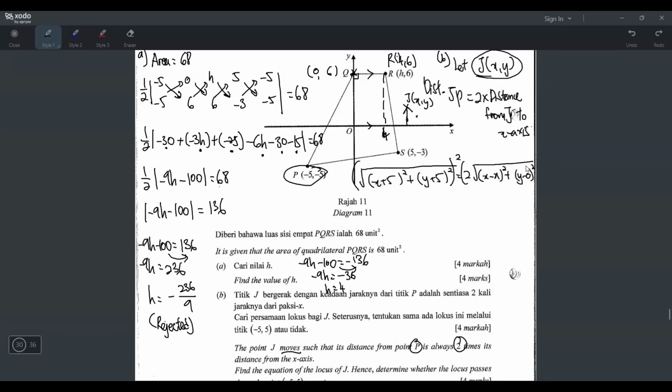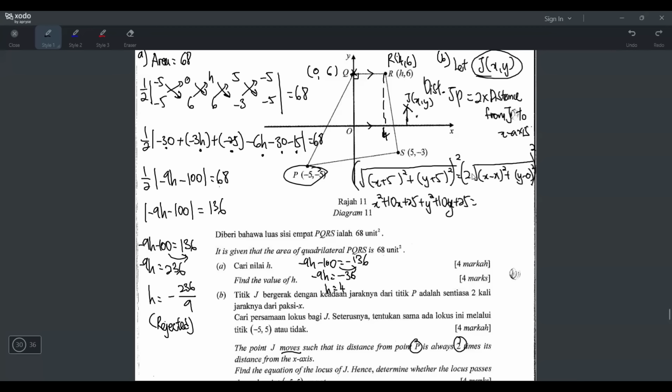Just square both sides. Because when you square both sides, the square root and the square can cancel. So we are left with x plus 5 squared, and I can expand this. I'll get x square plus 10x plus 25. Same thing here, expand, you get y square plus 10y plus 25, right? How I get this is I just take y square, and then y times 5 times 2, which is 10y. And then 5 square is 25, like that, right?